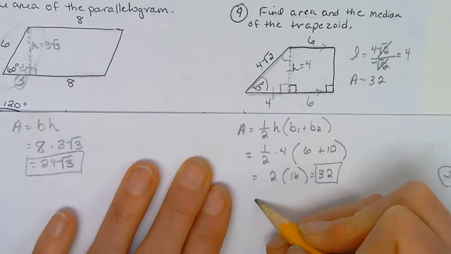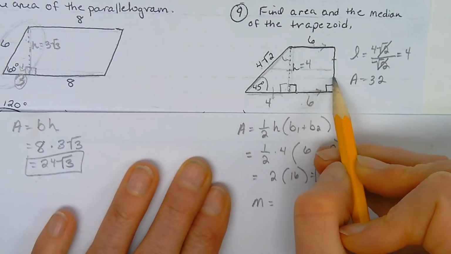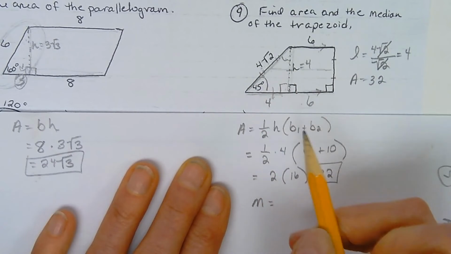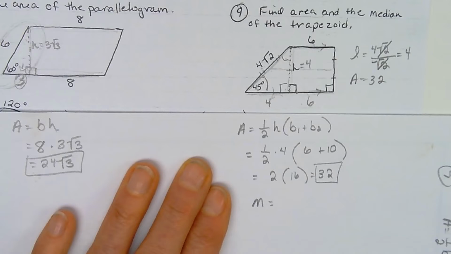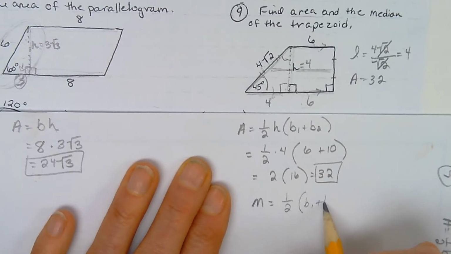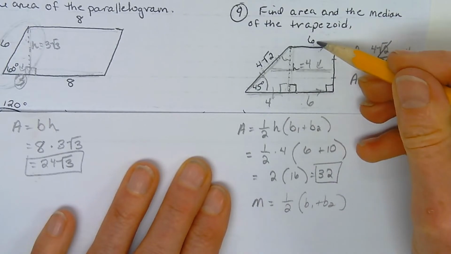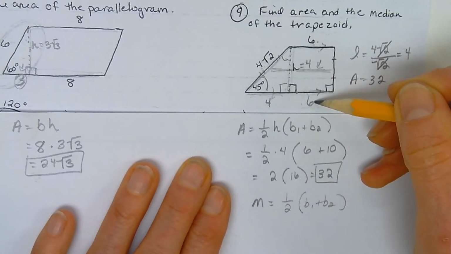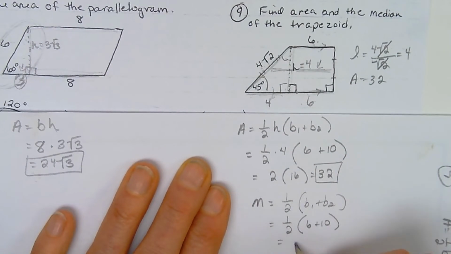Now the median of the trapezoid, it's that segment that divides each of these other sides into congruent pieces, these legs, I guess we could call them, but the sides that are not the bases. So the median is equal to 1/2 base 1 plus base 2. It's equal to the average of the 2 bases. This length is equal to this plus this divided by 2. So 1/2 times 6 plus 10, and that's equal to 8. 1/2 of 16 is 8. And there's our median.